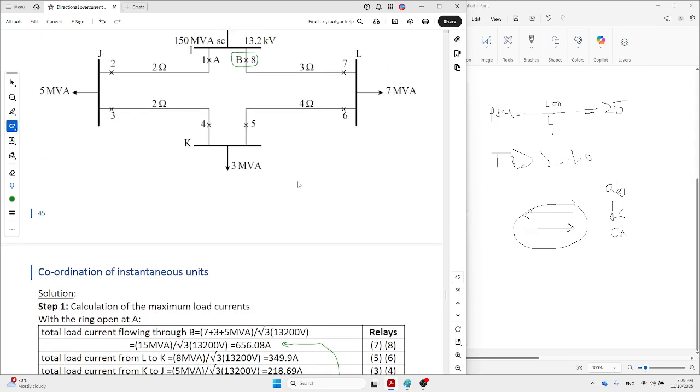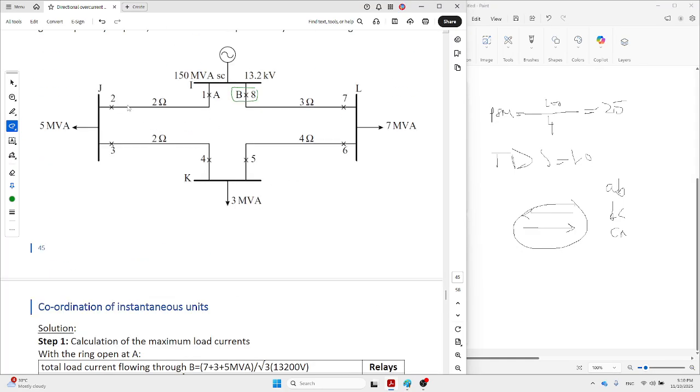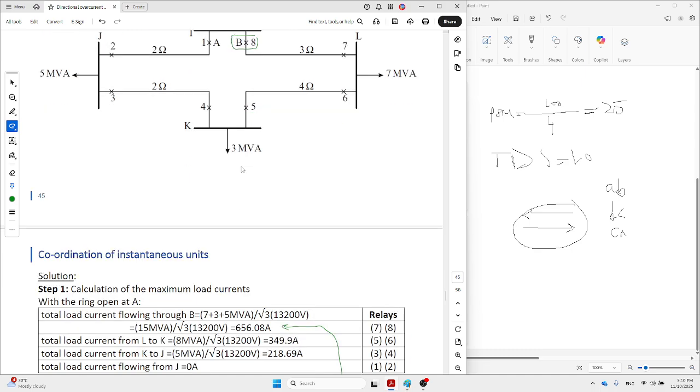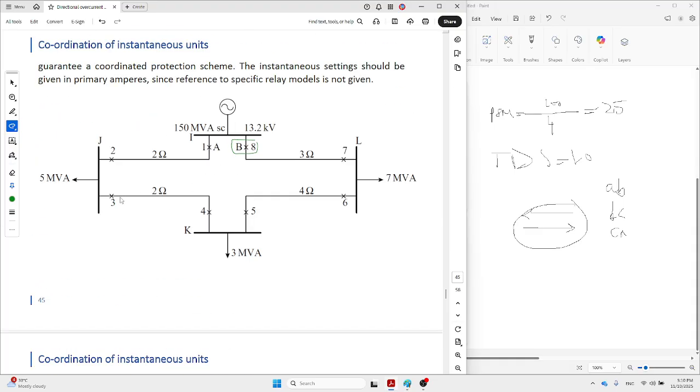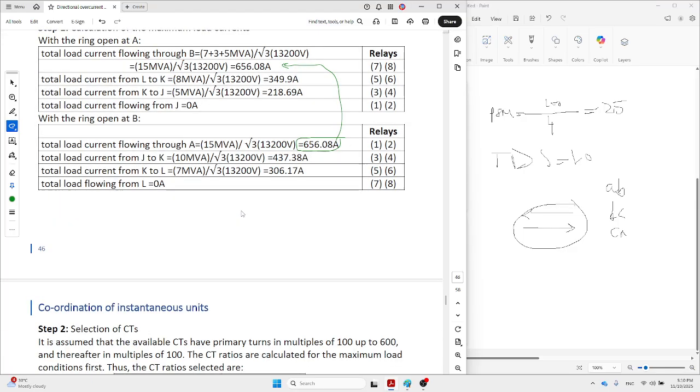Check which relays are affected by that one: 1 and 2, correct? This one, 7 and 8. Then when it is delivered here it is 5. Here it was 7, so 3 plus 7 is 10. So 10 divided by this value is 400 something. Here it was 8, you can see. Then which switches are affected? Switches 3 and 4 are affected.